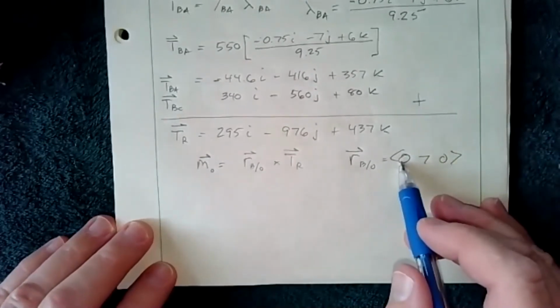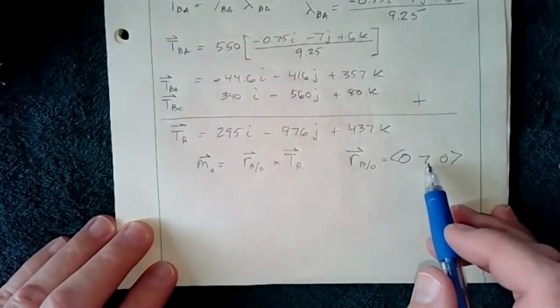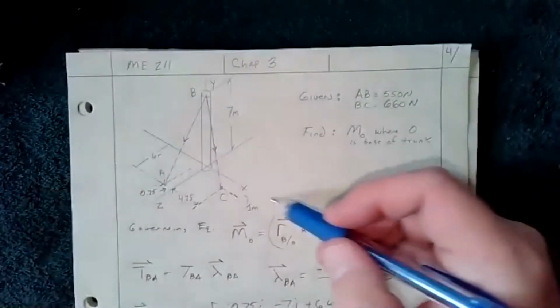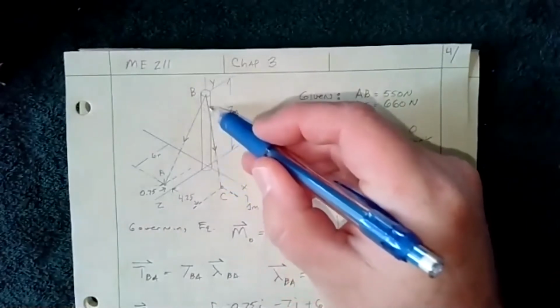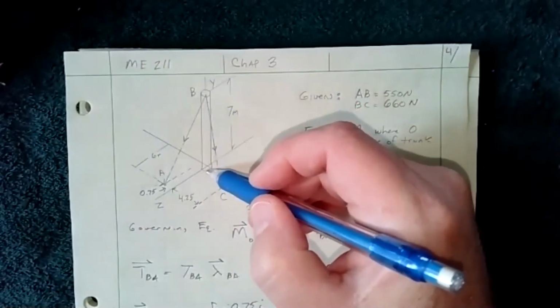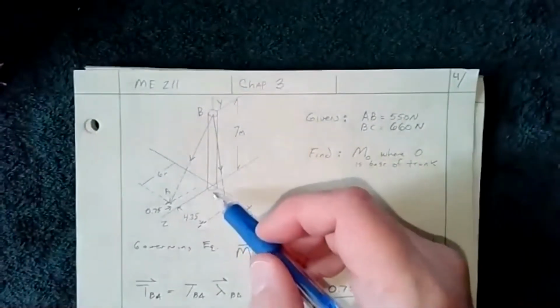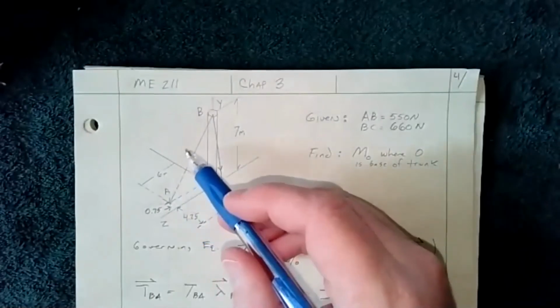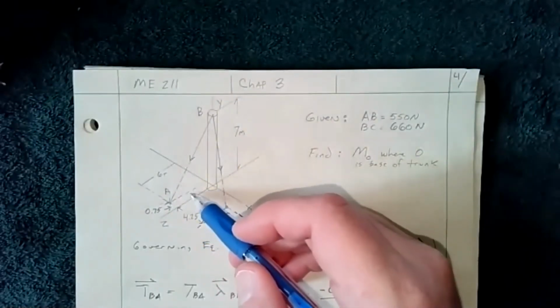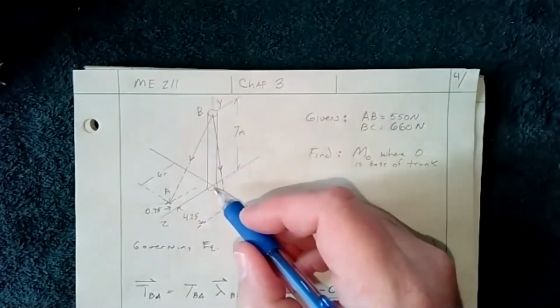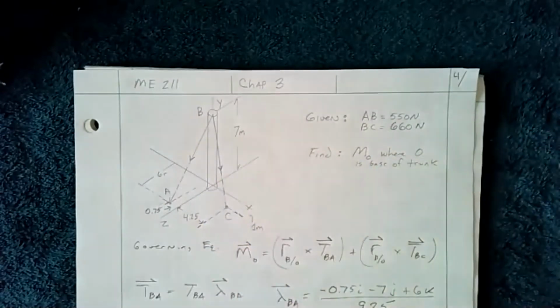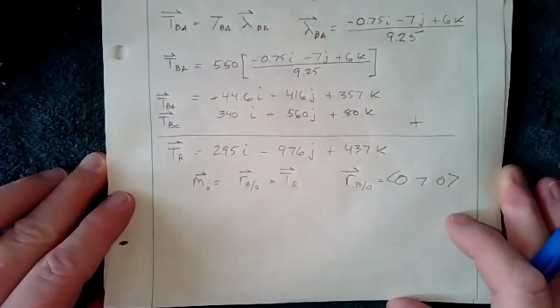I didn't put it in IJK. Well, this is IJK, but it's just 7. We're going from O to B, so it's positive 7. Never go the opposite way. Always go from the point to the force. So I know that that's the quickest way. Now, I could have done this where I went from O to A and then done TBA crossed with that. I could have done TBC crossed with O to C and added them together, got the same answer. But why do all that extra work? Be efficient. So this is good.